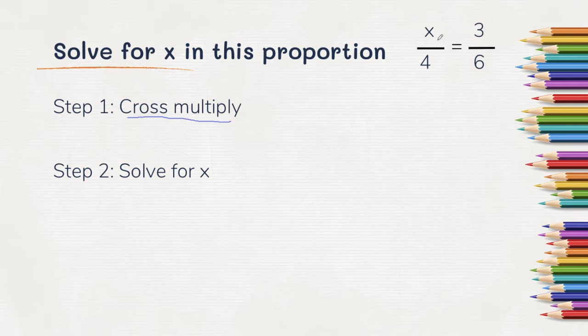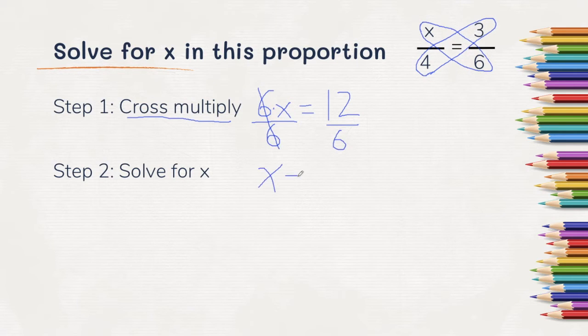First step we do is cross multiply. Then we have 6x equals 3 times 4, which is 12. When we solve for x, we'll divide both sides by 6, and we will have x equals 2.